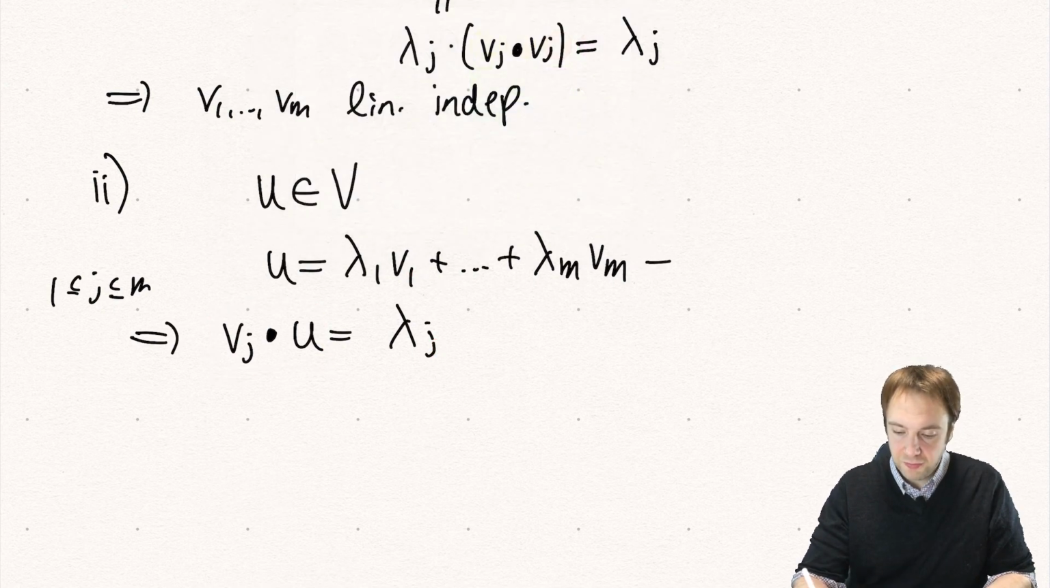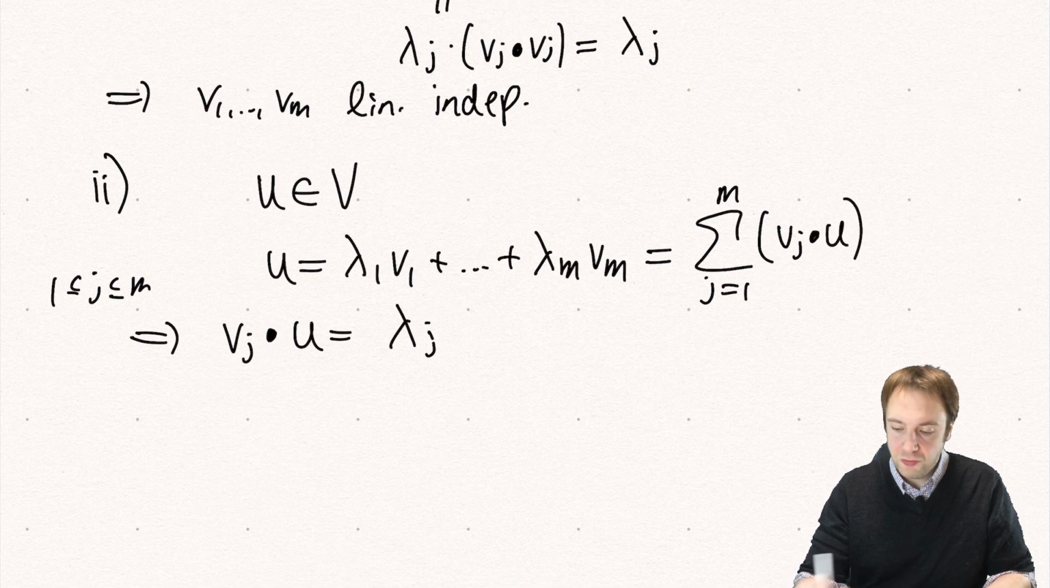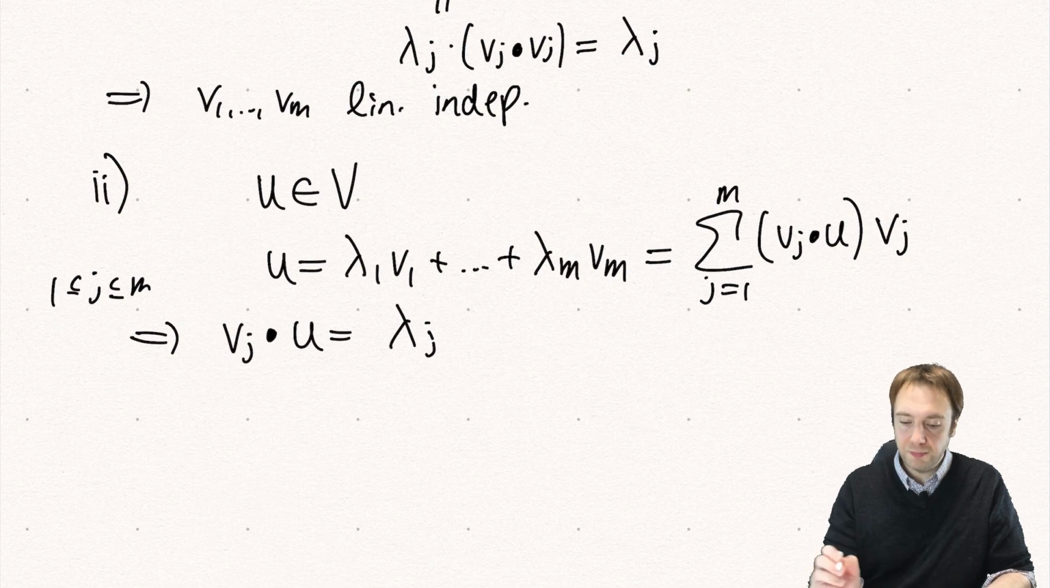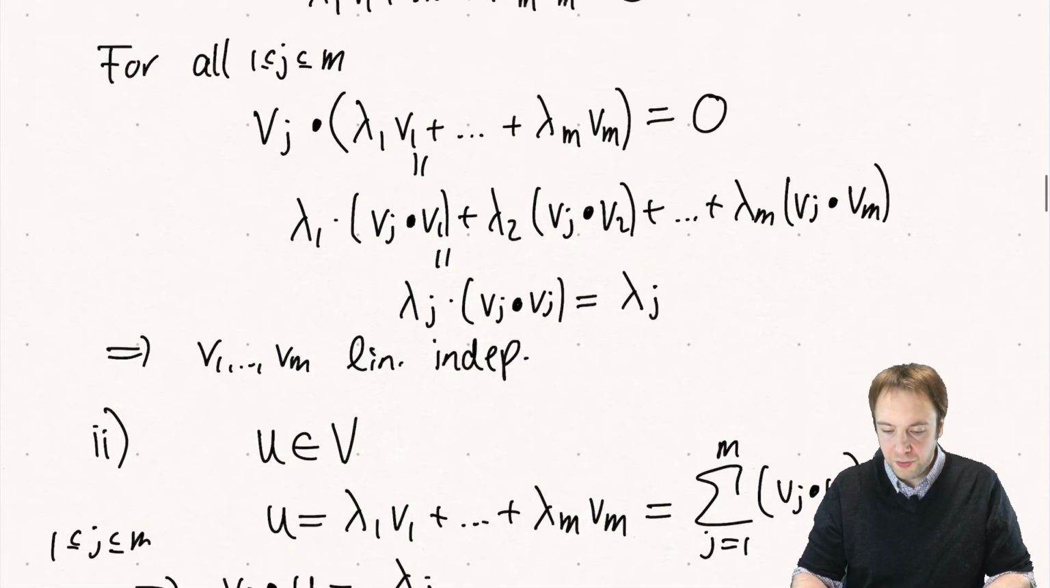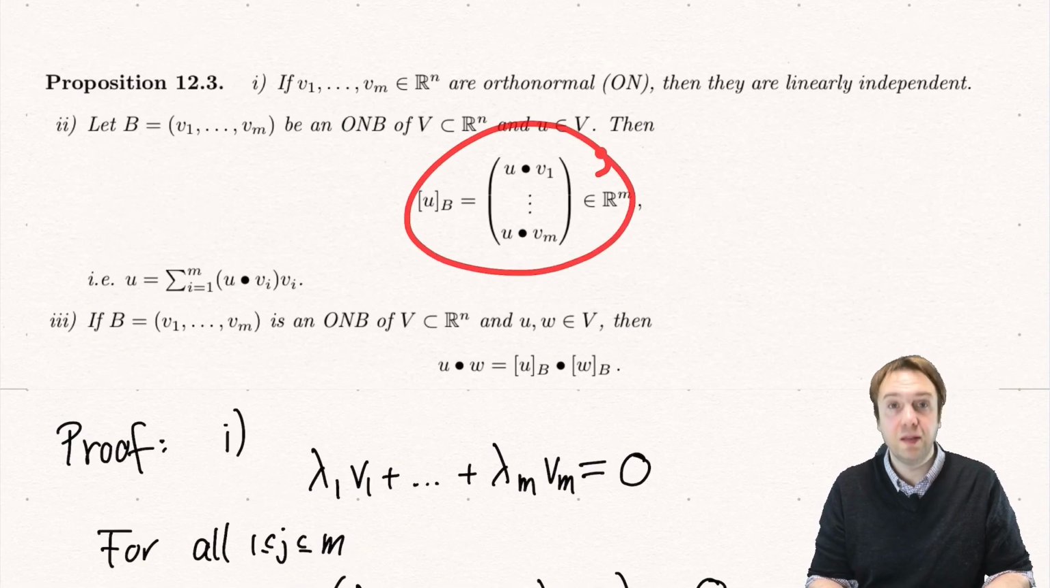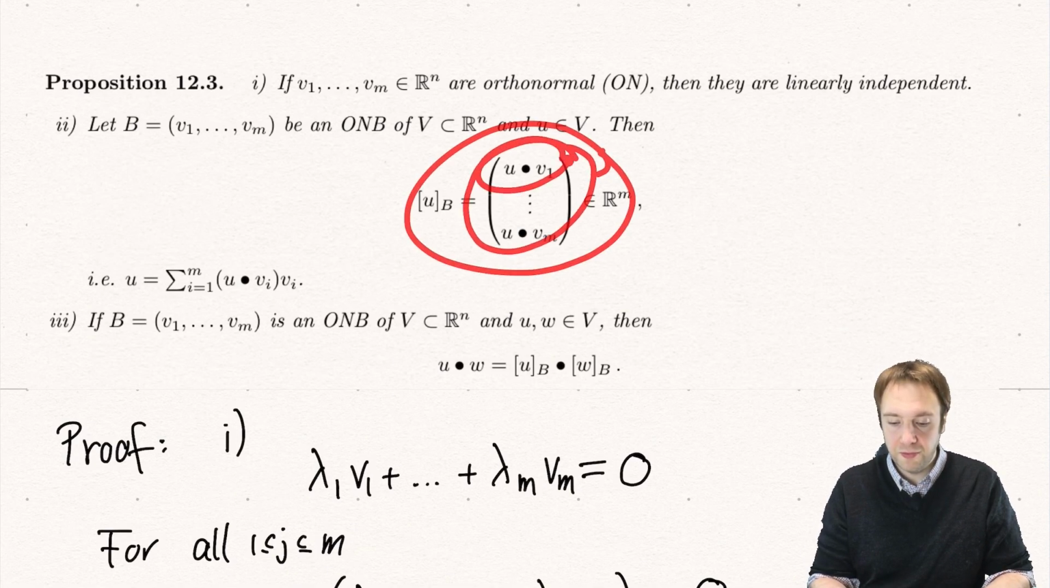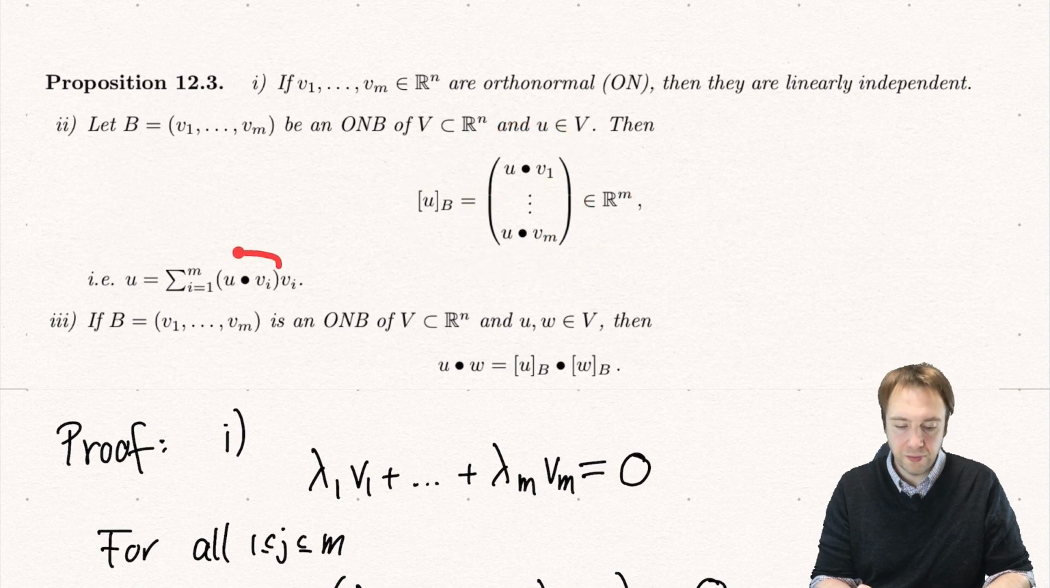So this is the formula we wanted to show, namely the sum over j from 1 to m of vj dot product u, which is a number, times the vector vj. And therefore the coordinate vector is exactly given by this, because the entries of the coordinate vector are the coefficients in the linear combination of an element written in the basis B.